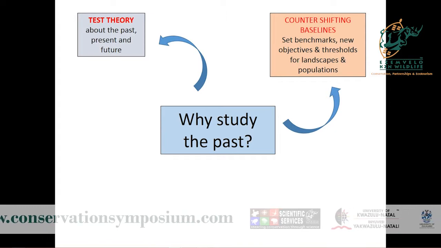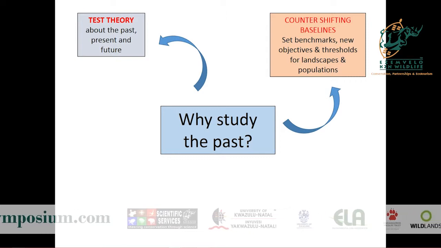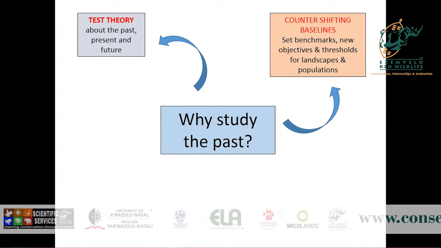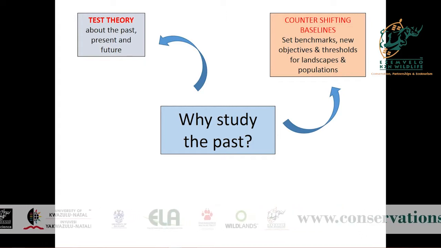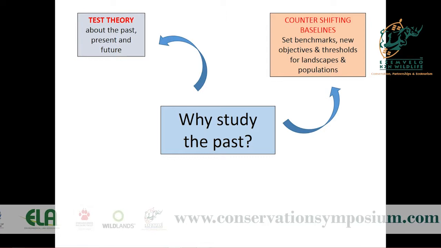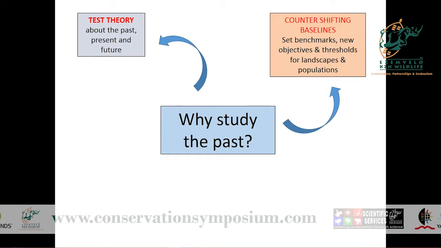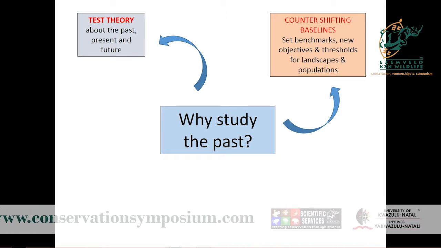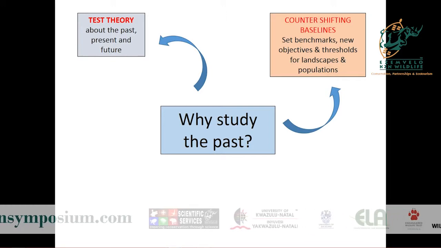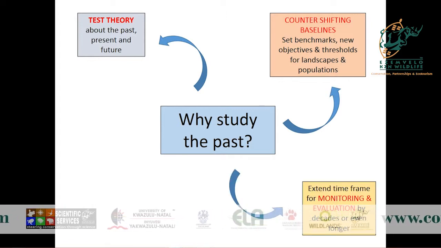We can also use the past to counter or use a study of the past to counter these shifting baselines. My understanding of Southern Africa is very different to the generation of ecologists from the 1920s and 30s, and it's probably different from many of the young people sitting in this room as well about what South Africa looks like and how it might have changed. And by looking at the past, we can set these historical benchmarks, we can set new objectives for conservation, and we can look at thresholds. So if we go beyond this particular threshold in a population or in a landscape, we need to act as conservationists to manage these populations or landscapes effectively.